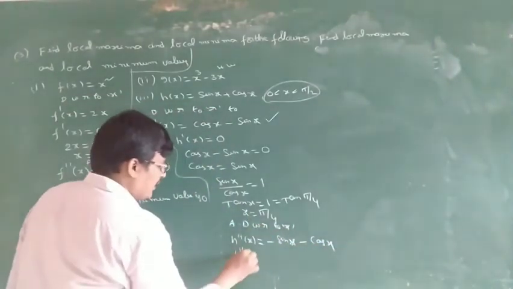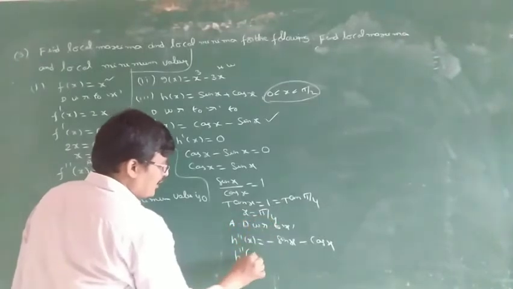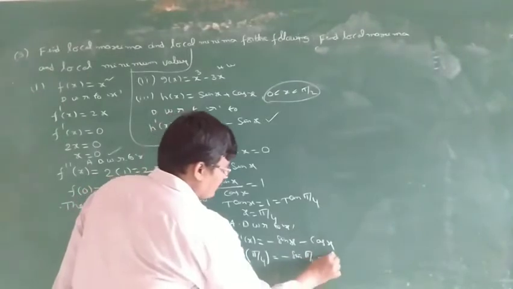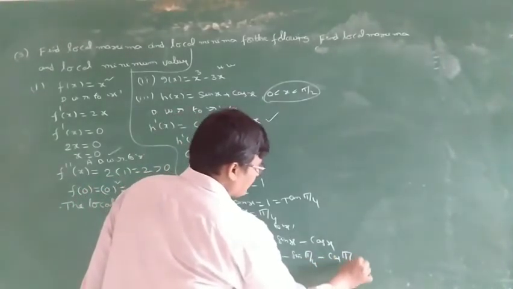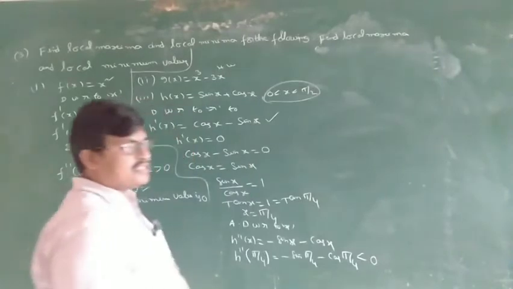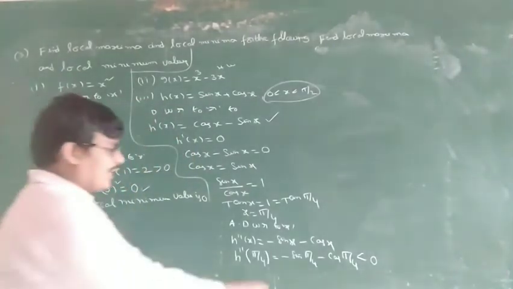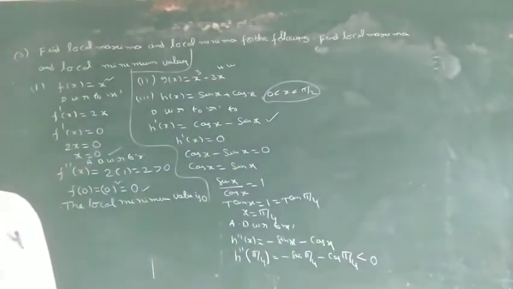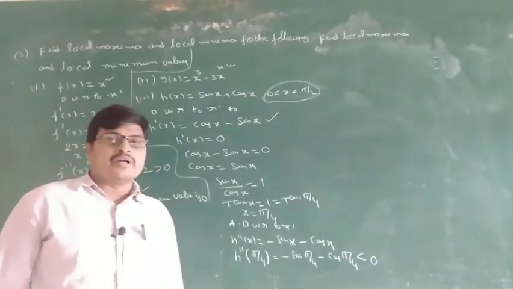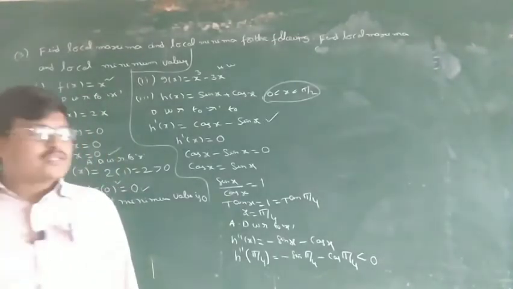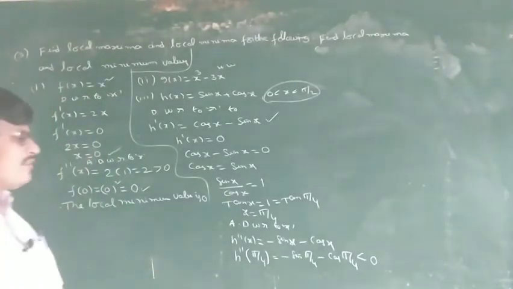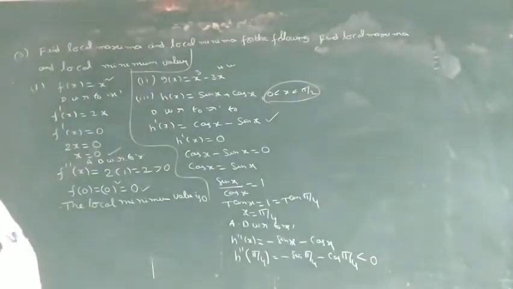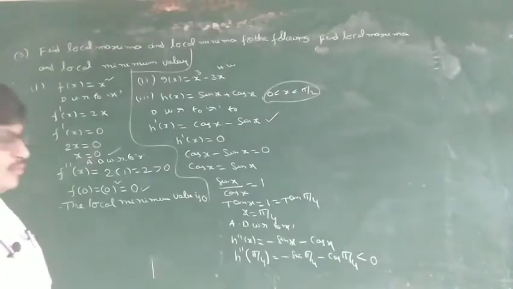Apply h double dash of c, where c is equal to pi by 4. That is equal to minus sin pi by 4 minus cos pi by 4. Is this less than 0 or greater than 0? It is negative: minus 1 by root 2, minus 1 by root 2. The sign is important, not the value. It is less than 0. H double dash of c less than 0 means a maximum value.